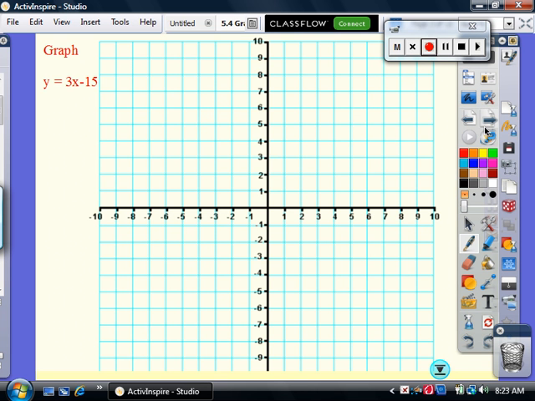Alright, let's look at this one. We're going to use the graph that you numbered to 15. y equals 3x minus 15. We're going to find the three important parts of the graph. We're going to find the slope, the x-intercept, and the y-intercept, and then we're going to graph them, okay? So beside your graph, you're going to write these three things: slope, x-intercept, and y-intercept.